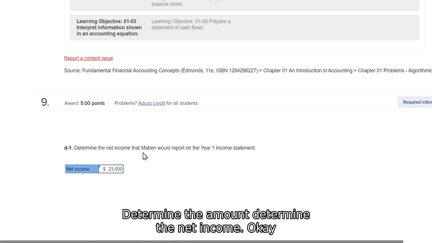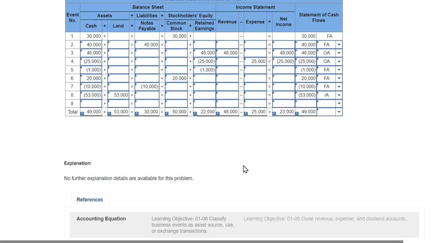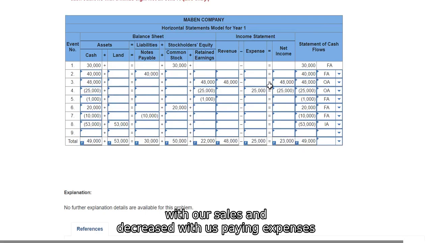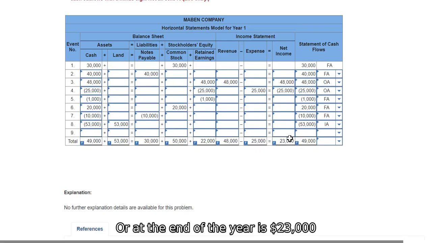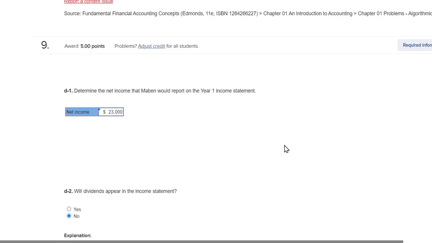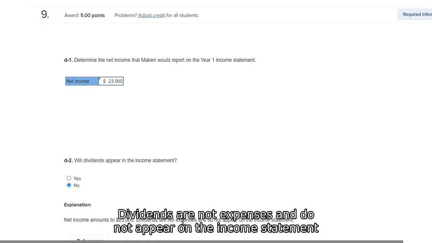Determine the net income. Okay. So how would we determine the net income? So these are our balances. Our net income increased with our sales and decreased with us paying expenses. So therefore our net income at the end of the year is $23,000. Okay. Will dividends appear on the income statement? No. Dividends are not expenses and do not appear on the income statement.